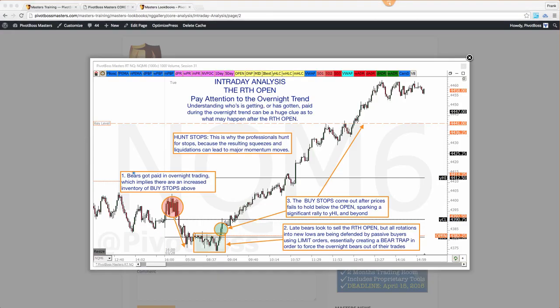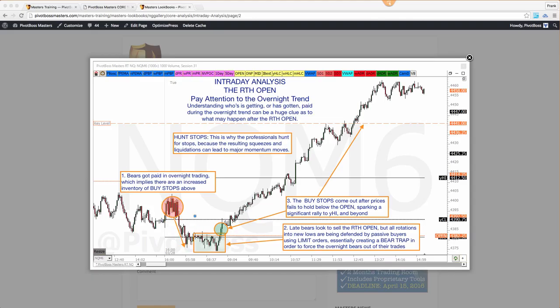So again, look right here. This is number one. The bears got paid in overnight trading. You see all this right here? That's the after hours trading, and the bears get paid on the way down. And that tells you right there that with these bears getting paid, there's going to be an increased inventory of buy stops above, because these sellers are moving their stops down, moving their stops down.